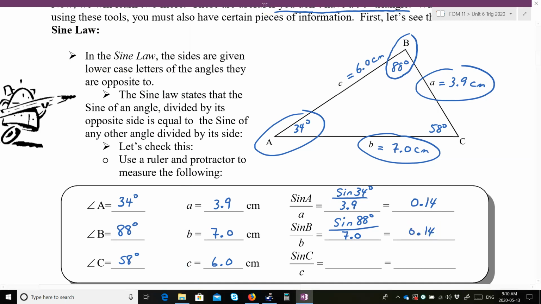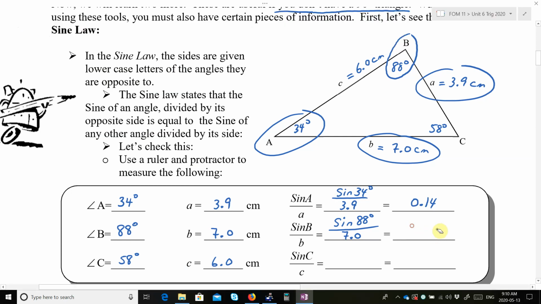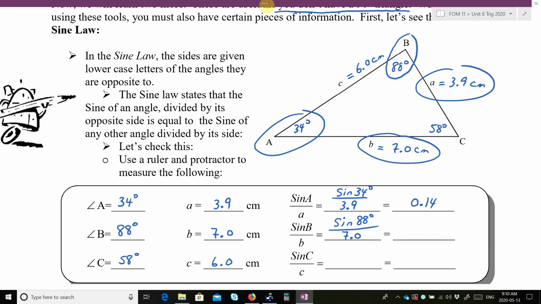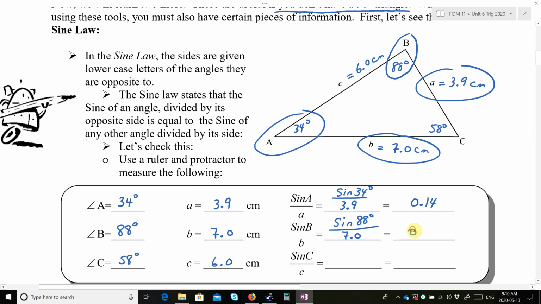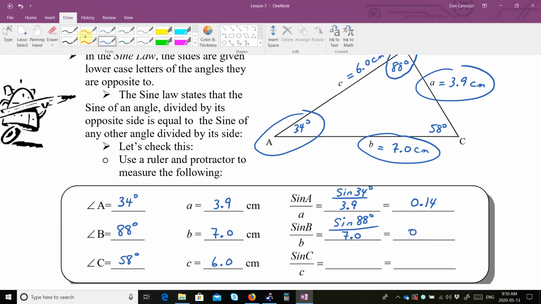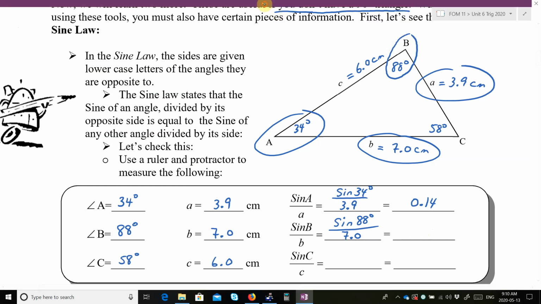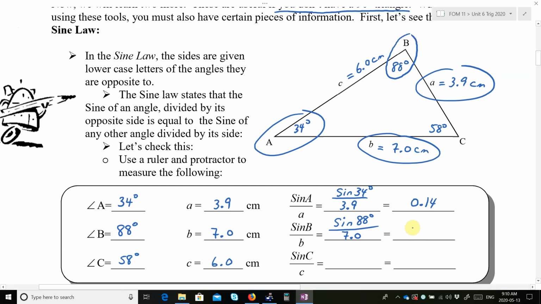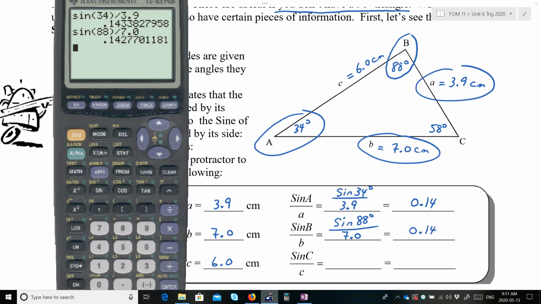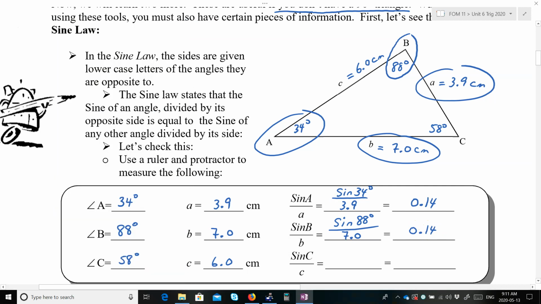So we're getting an accuracy to 2 decimal places, which is actually pretty good, considering that I did the measurements with a protractor and a ruler. There's obviously going to be some human imperfection there. And finally, we will do sine C divided by c, so sine of 58 degrees divided by its opposite side.